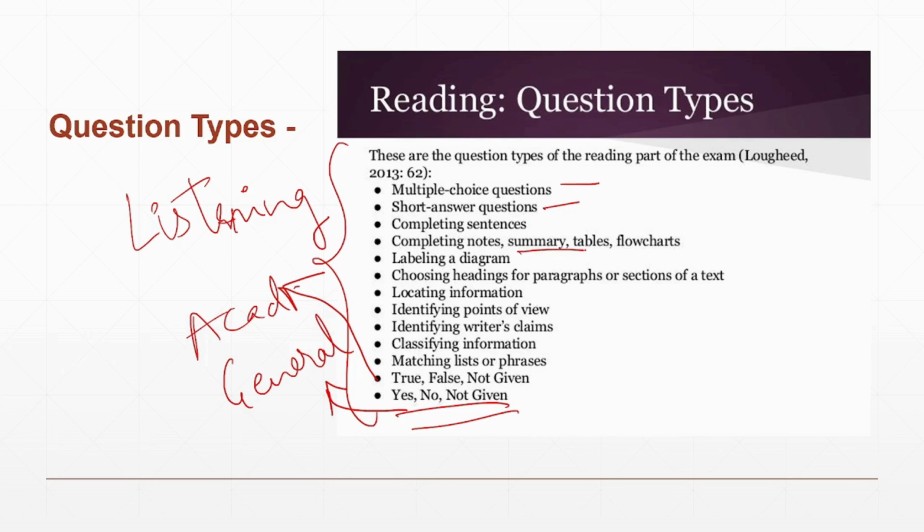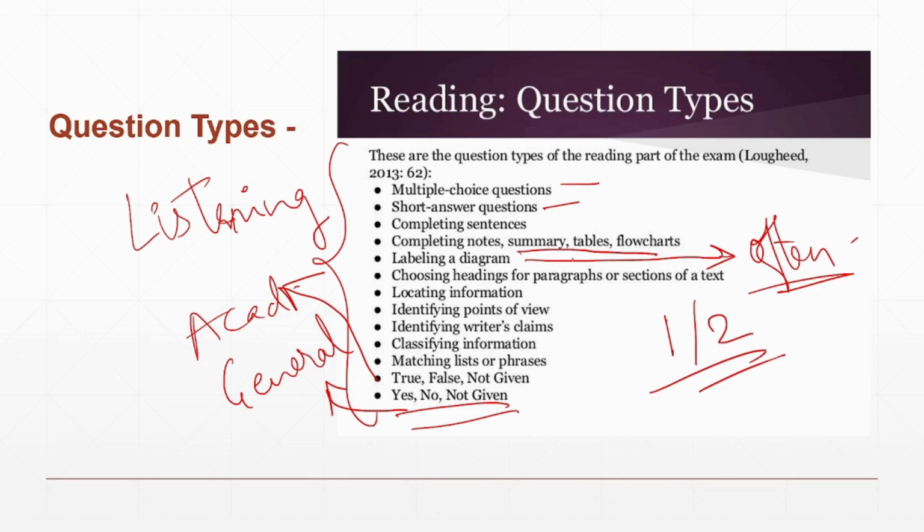Completion will include note, table, summary, or a flow chart. Diagram labeling, previously it was quite important because it was asked a lot, but recently there has been quite a decline and it is not very often asked in the exam. So if you don't even focus on this diagram labeling, or if you practice it only once or twice, that is also more than enough. Rather, I would suggest that you focus more on the other types of questions than this one.